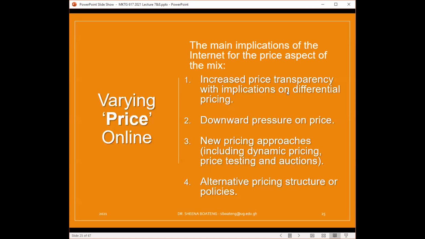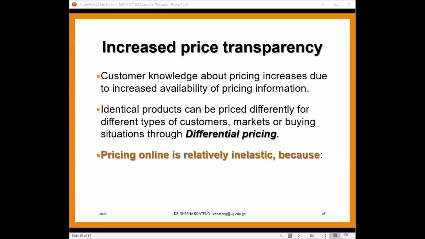Now, when it comes to the online context, there are four main ways by which we can vary price online, right? And these include the increased price transparency, which influences our ability to offer products at differential prices, which we will break down very soon. The downward pressure on price, which makes items cheaper, and new pricing approaches that are now available to us as marketers, including price testing, auctions, and dynamic pricing, as well as alternative pricing and policies. All of them can use online. We are going to dissect right now, starting from increased price transparency.